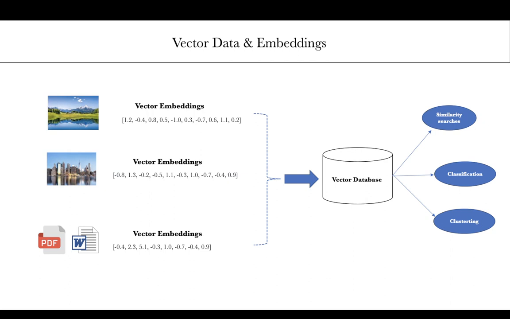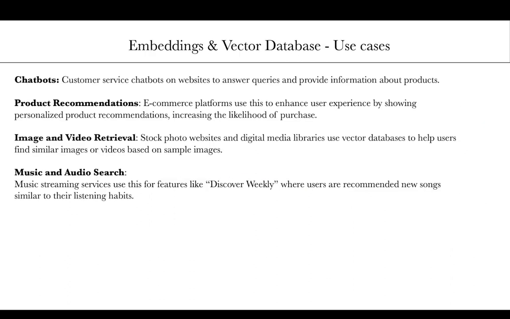Now, let's look at 4 key applications of vector databases in AI. Firstly, you have chatbots. These digital assistants use vector databases along with LLMs to understand and respond to customer queries on websites and apps, providing quick and relevant product information. Next up, you have product recommendations, where e-commerce websites and applications leverage these databases to offer personalized product suggestions that resonate with users' preferences. For image and video retrieval, vector databases are invaluable. They power the backend of stock photo sites and digital media libraries, enabling users to conduct searches for images and videos by using visual samples as reference points.